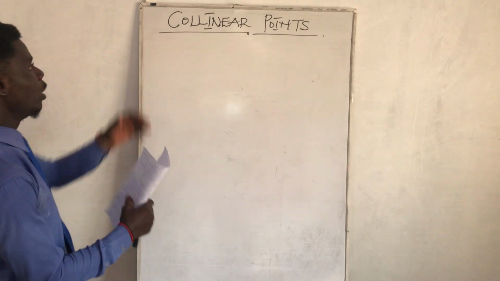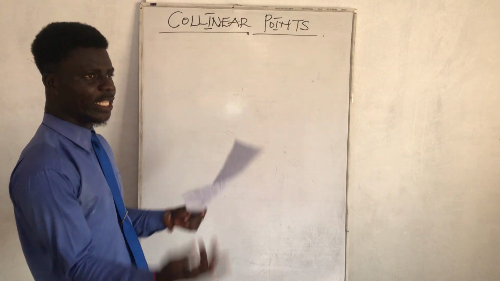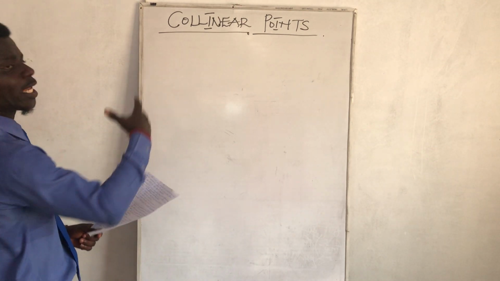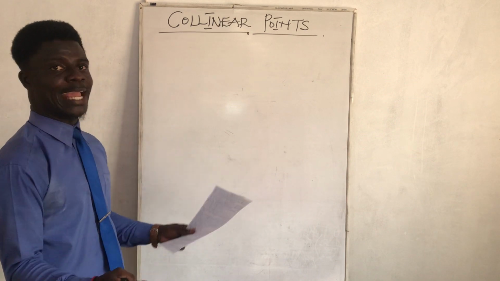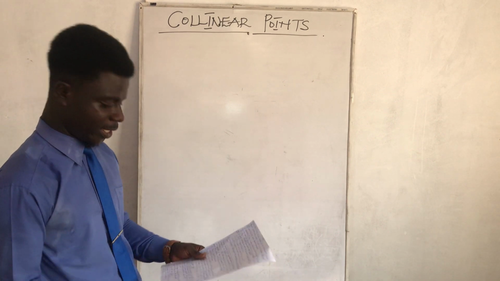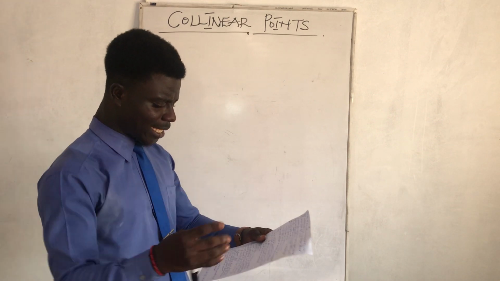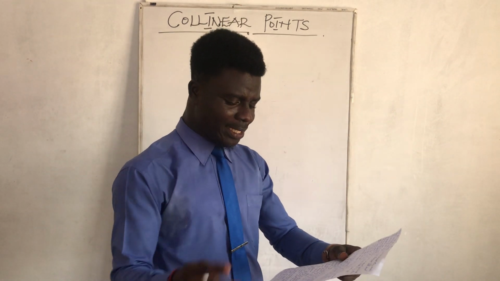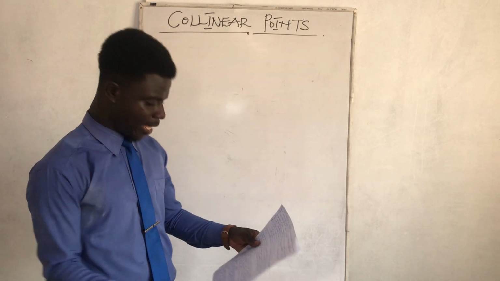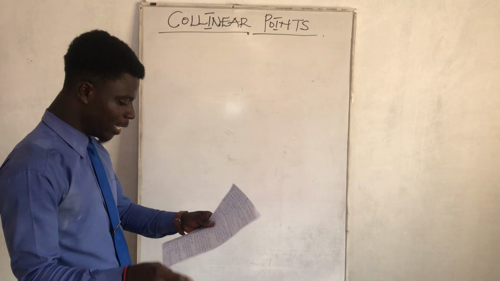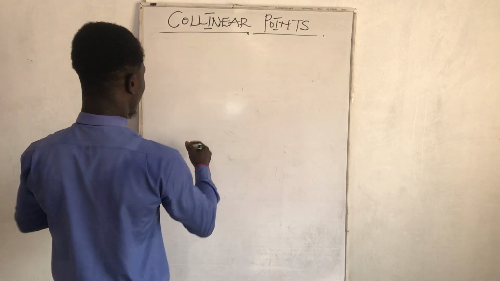Alright, so now collinear points. Now let's listen. What is collinear? We know what a point is. So this one we are talking of a two-dimensional plane. That's a 2D plane. Collinear points: 3 or more points are said to be collinear when they lie on the same straight line.